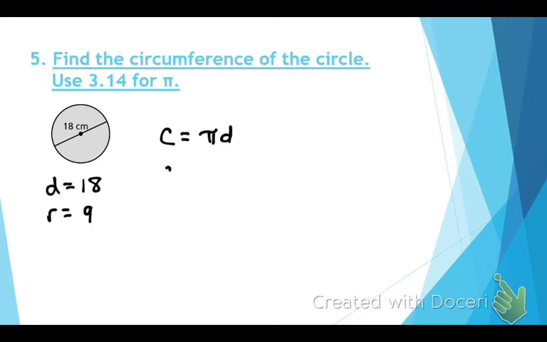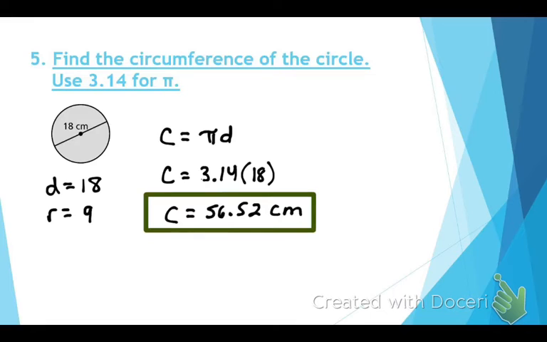What does it say to use for pi? 3.14. And what's my diameter? 18. When you multiply those together, what do you get? 56.52. Okay, the hardest part is knowing what formula to use. Some people told me to square the units. Should I square the units? No. Why not? You're not finding the area. I'm only finding the circumference. That's the distance around the outside of the circle, not the area in the middle.